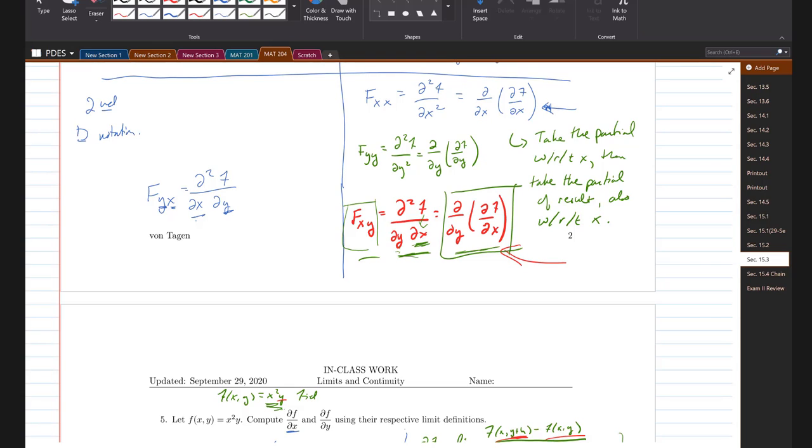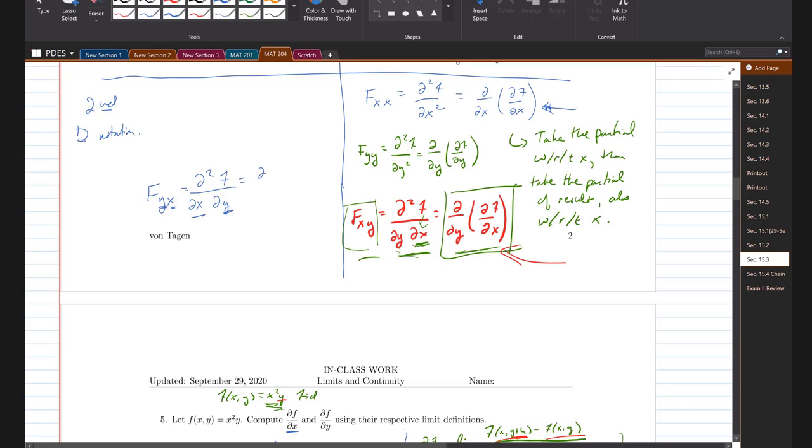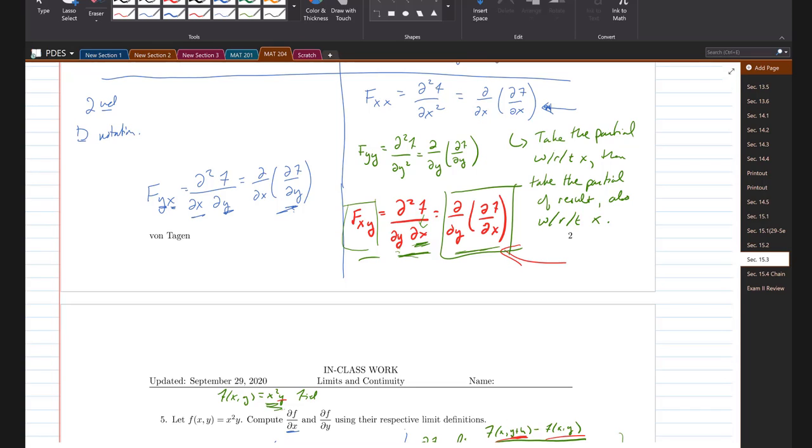So here's the clarifying way to represent it. That's partial x of partial f partial y. So here, first you take the derivative with respect to y, and then you take the result of that with respect to x. All right, that's all very abstract. Let's do some examples. Let's clarify that.